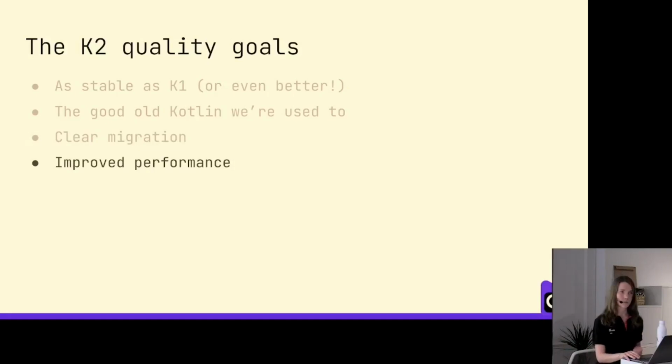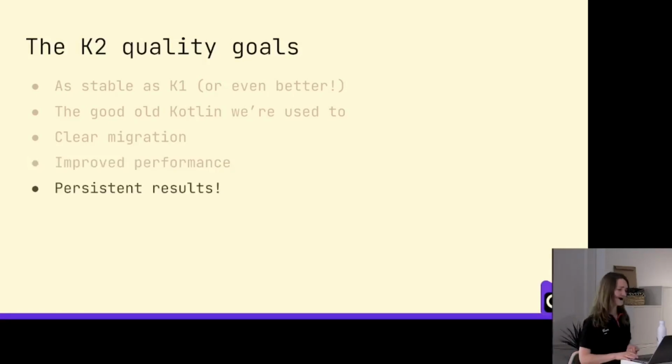And of course, we want improved performance because, well, we did refactoring, we want our prize, right? And we want those results to be persistent. The K2 journey began in 2018. It's been a really long journey, and we have written a lot of code. I will tell you today about it.